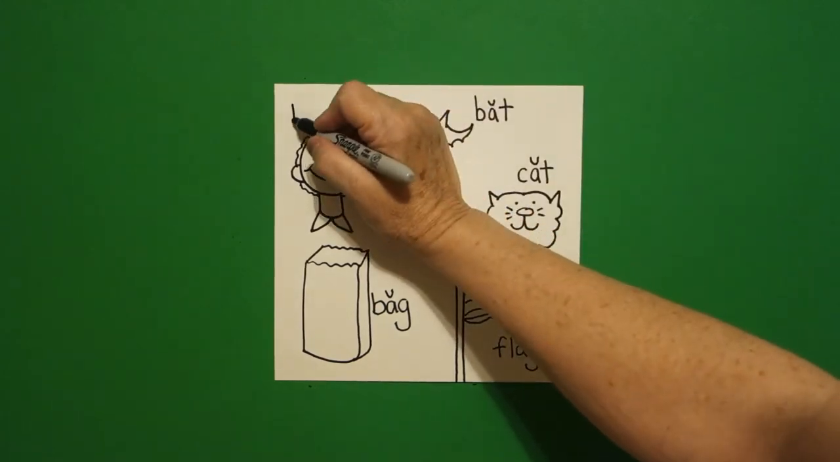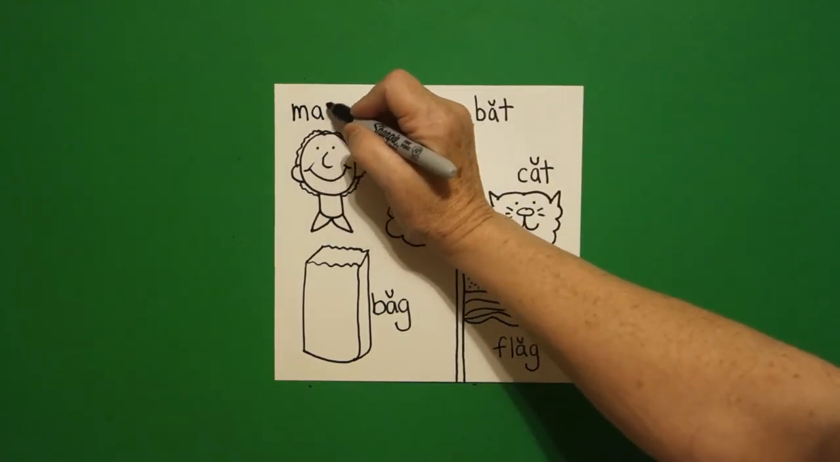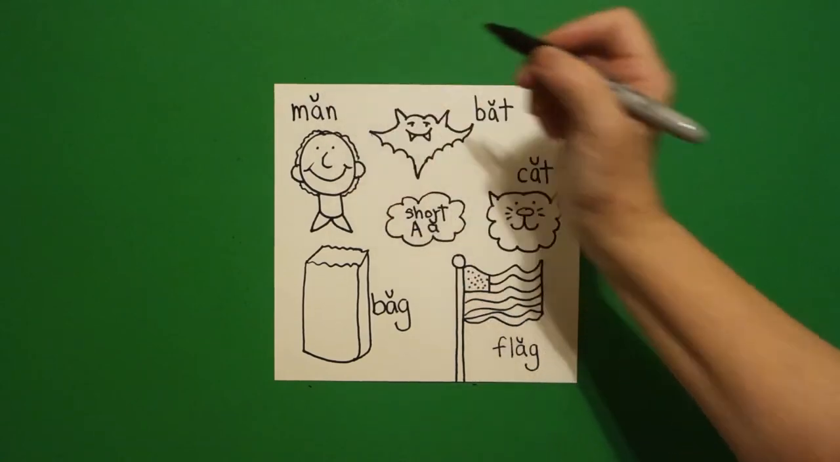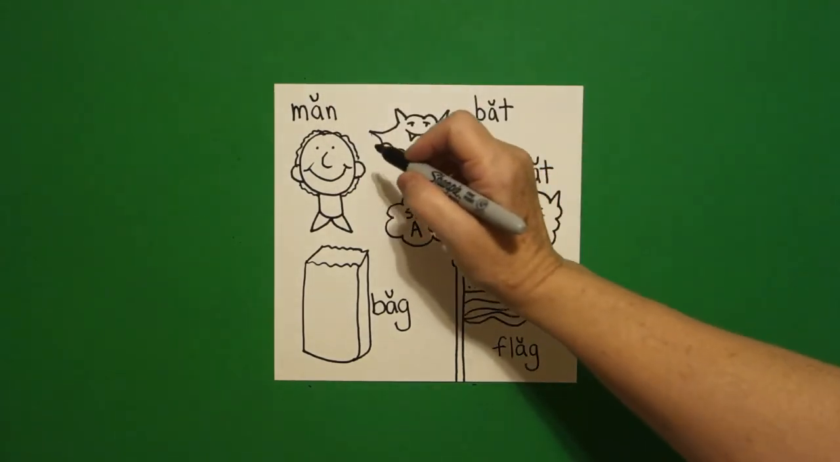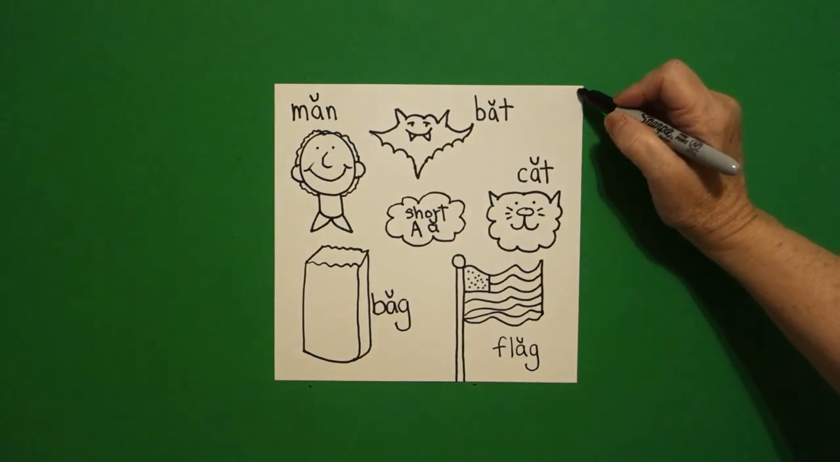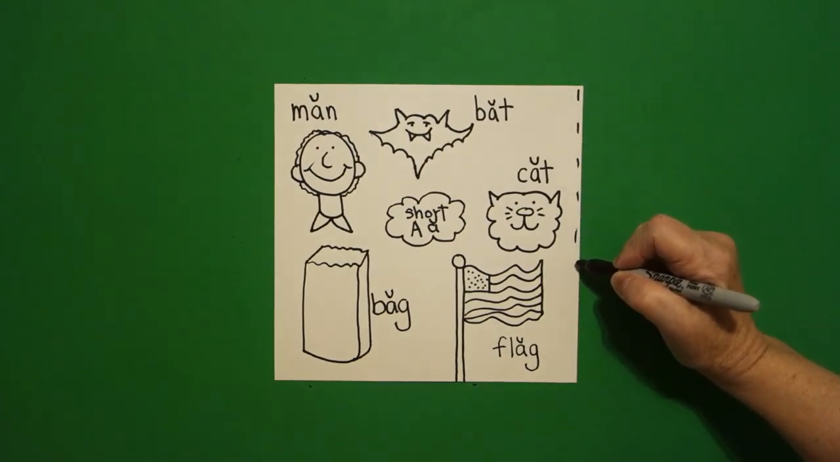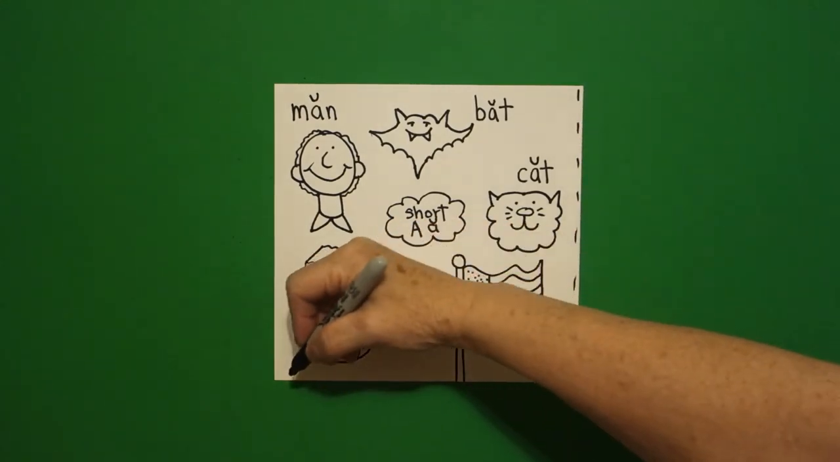What is this? This is a man. There's that short vowel A. Man. Okay? Now, to finish off my edges, I'm just going to put a little dotted line.